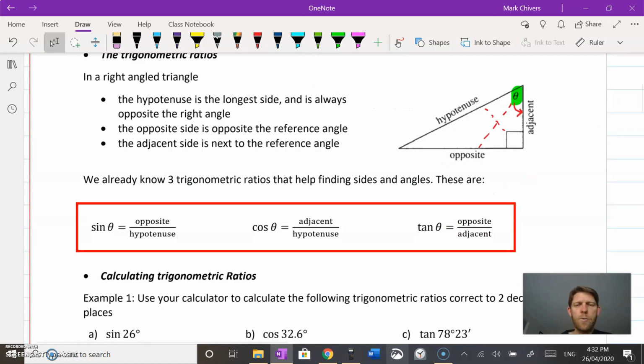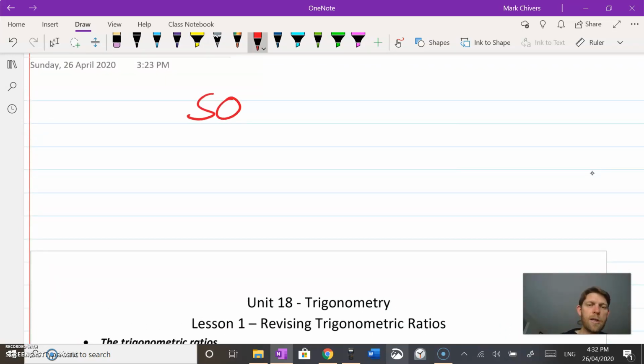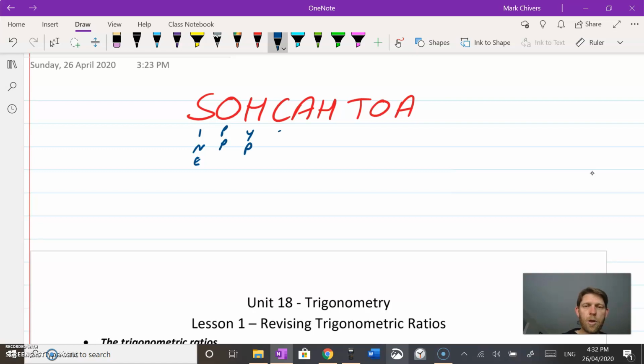And then once we know that, we remember these 3 trigonometric ratios. The sine is the opposite over the hypotenuse, the cos is the adjacent over the hypotenuse, and the tan is the opposite over the adjacent. And I'm pretty sure most of you would remember this by our good friend SOHCAHTOA. And remember, that just means that sine is the opposite over the hypotenuse. Cos or cosine is the adjacent over the hypotenuse, and tan or tangent is the opposite over the adjacent.